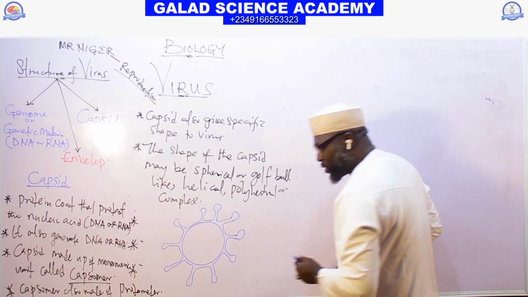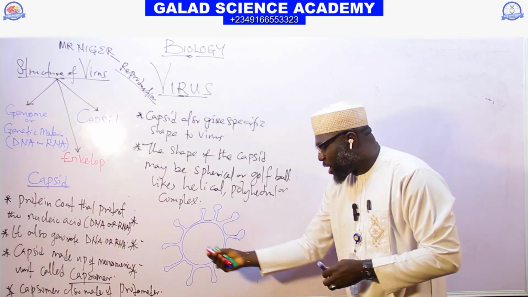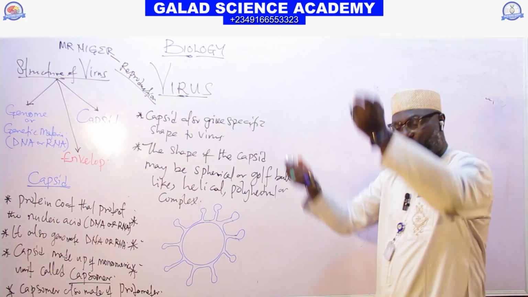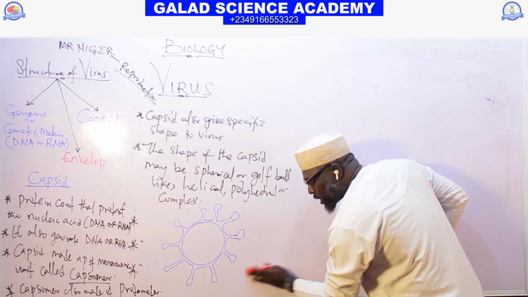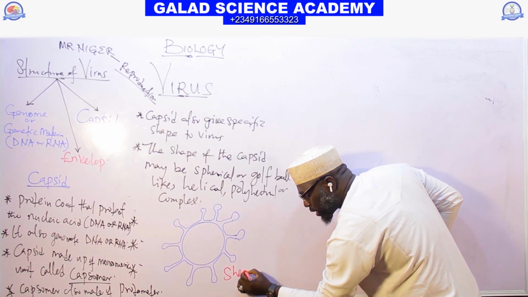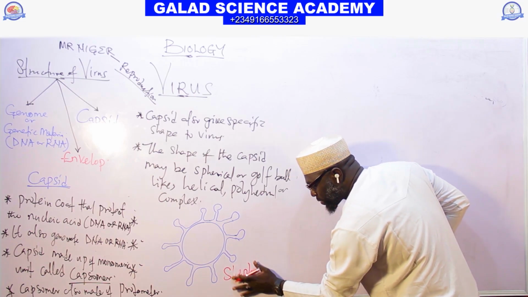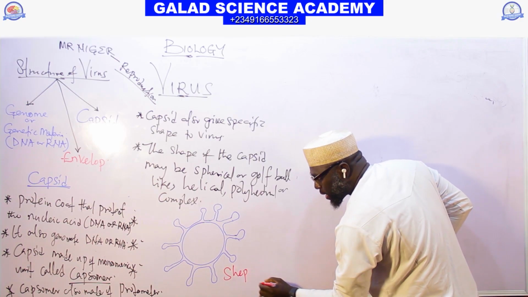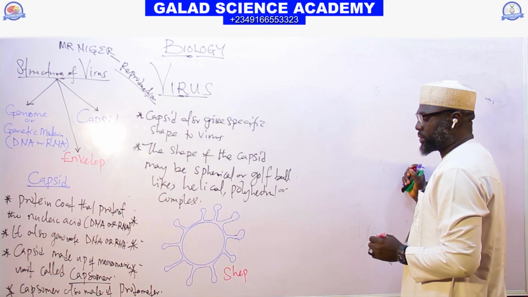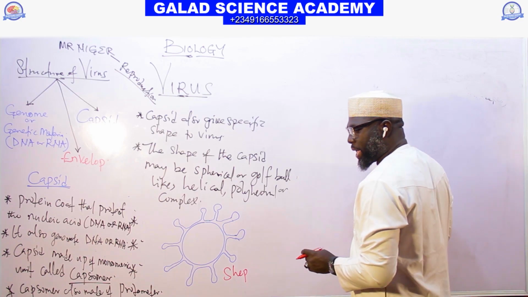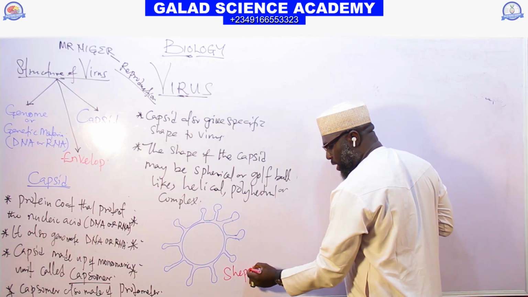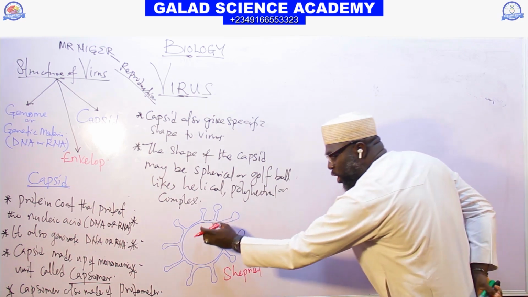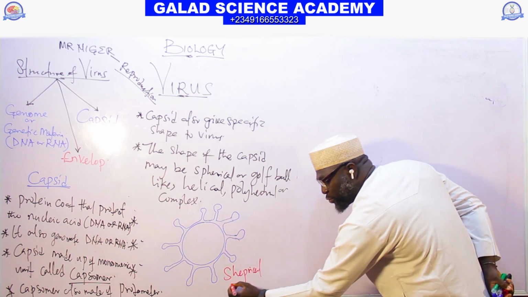So look at this virus now. This kind of virus, what do we call it? It has a spherical shape. Spherical. A good example of this spherical shape of virus is the influenza virus.